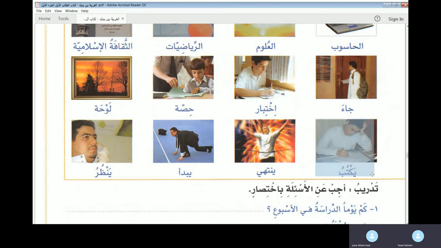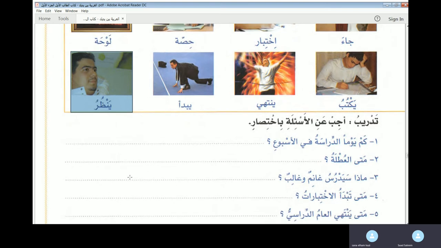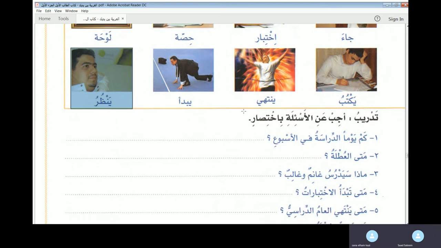Yaktubu, he writes. Yantahi, he finishes, he completes. And yabda'u, yabda'u. What does he start? Starts. Yeah, so he starts. Okay. Then yanzuru, he sees. He sees. Okay.